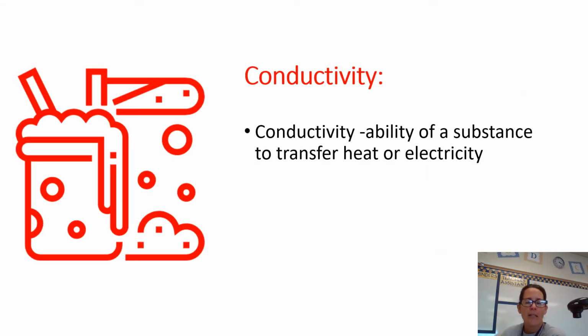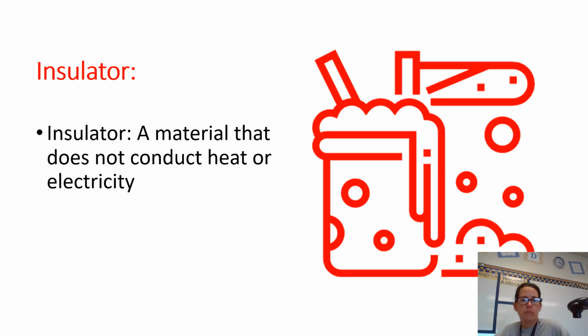Next, we're going to talk about conductivity. I'm sure you have already talked about conductivity in your other science classes. Really what this means is the ability of a substance to transfer heat or electricity. So if something is metal, chances are it's going to conduct electricity. Electricity will move through it pretty easily. If it's, say, wood, like this pencil, that's going to be not very conductive to heat or electricity.